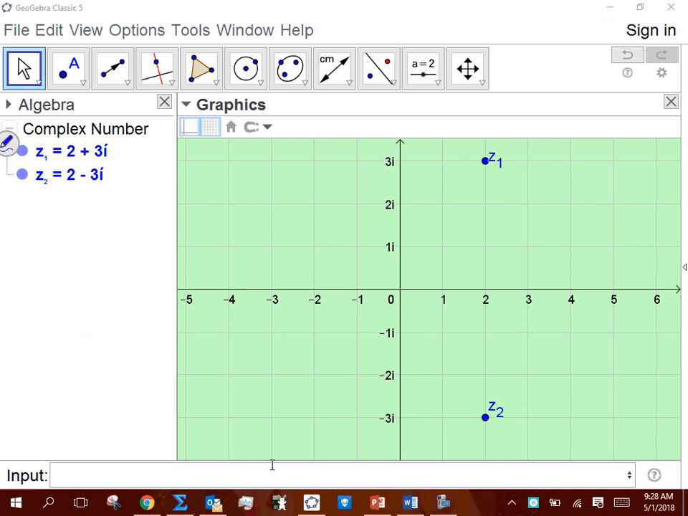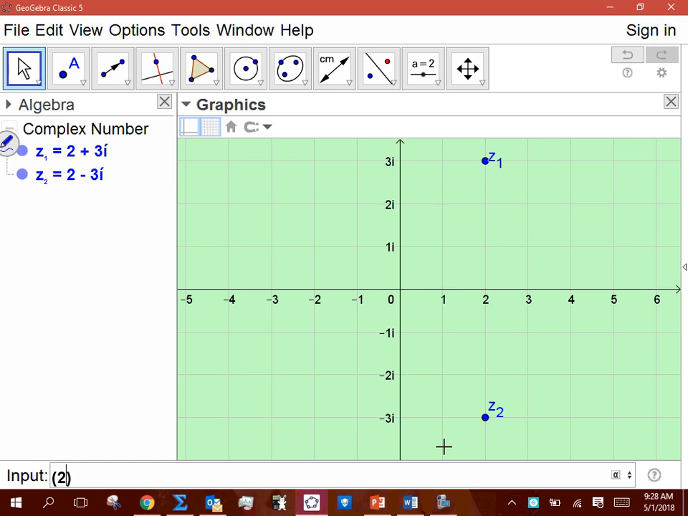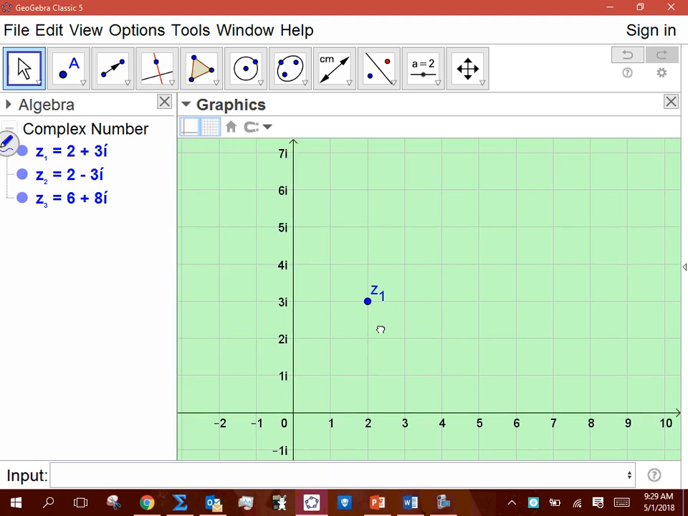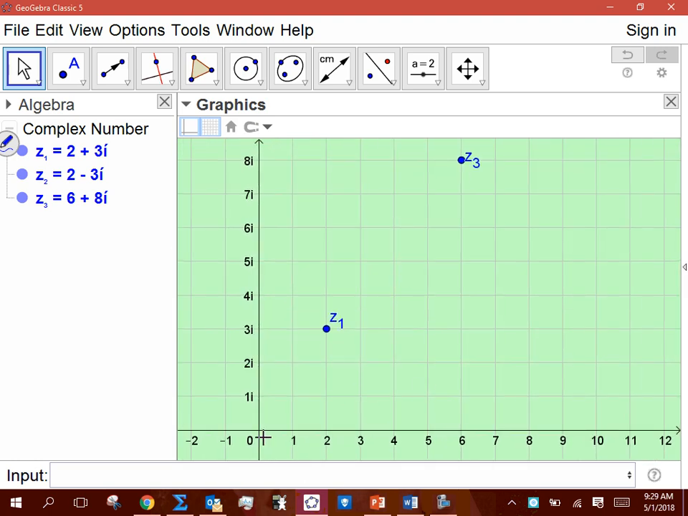If I wanted to take 2 plus 3i and add to it 4 plus 5i, and this is going off of what we've already talked about at the beginning of the class, that is two complex numbers. So I'm going to take the 2 and the 4, add those, and that should give me 6, and the 3 and the 5 should give me 8. So let's see if this goes to 6 plus 8i. And you see there, over 6, and then up 8.